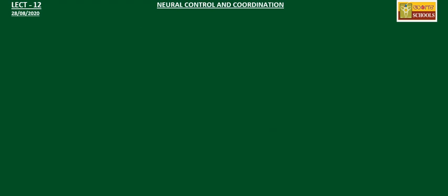The next one we shall talk about is Parkinson's disease. This Parkinson's disease is actually named after a physician, James Parkinson. This disease is also called paralysis agitans, or also called trembling palsy.